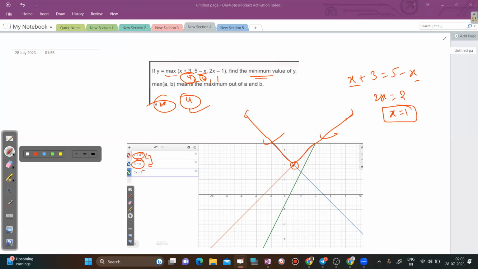Don't get confused that you got x = 1, because the question is asking for the value of y, and y is the maximum of these three functions. So for that reason we plug in 1 over here, and then we get y.